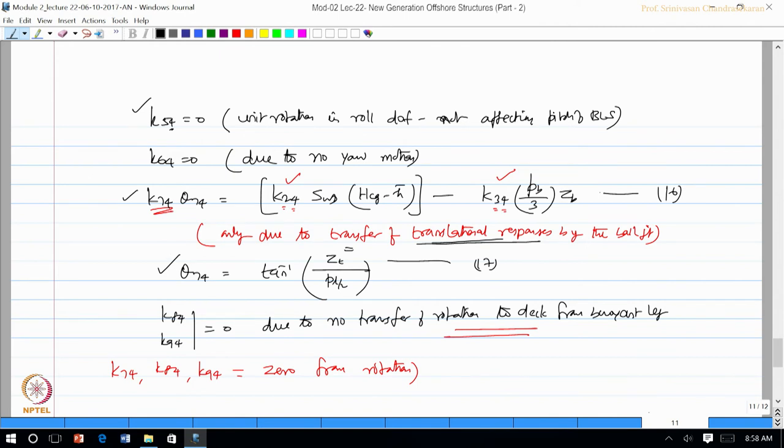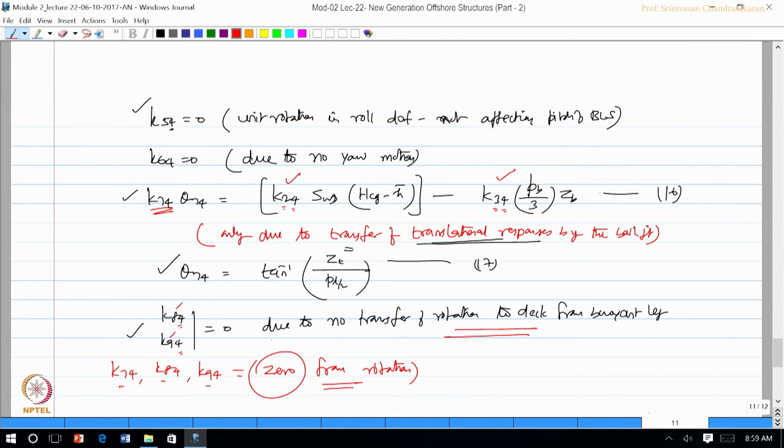K84 and K94 will be 0 because there is no transfer of rotation to the deck from the buoyant leg. Friends, please note that 8 and 9 are degrees of freedom of the deck. Now, the buoyant legs have 6 degrees of freedom, 1 to 6, and 7, 8, 9 are degrees of freedom of the deck. So, 8 and 9 have no responses on the deck due to rotation given in the buoyant leg because the ball joints do not transfer this. So, K74, K84 and K94, which arise because of rotation from the buoyant leg, are kept as 0.